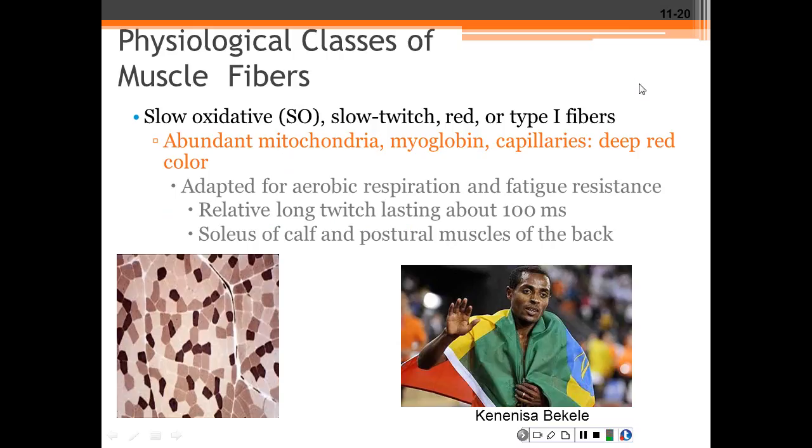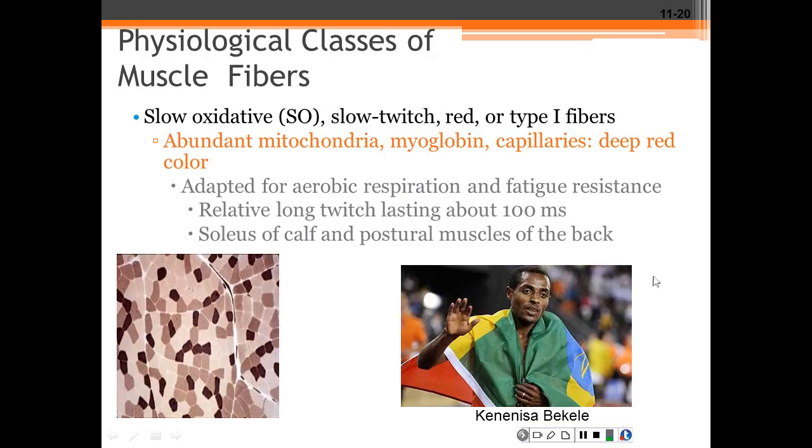Alright, so let's look at our muscle fiber classes, the physiological classes. Hopefully you've heard of fast twitch and slow twitch. The slow twitch fibers, which are SO, are red and are called type 1 fibers. They are the ones you see in endurance runners. They have high fatigue resistance, so they're not going to fatigue fast, to support the body and maintain posture, as well as the cardiovascular system, for a long race.